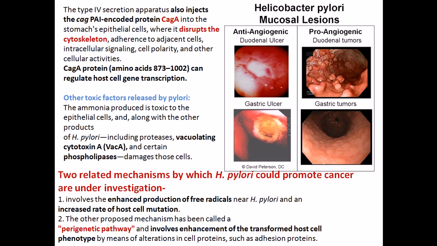Now the type 4 secretion system also injects the CAG pathogenesis island protein CAG-A into the stomach's epithelial cell, which disrupts the cytoskeleton of this stomach epithelial cell. So everything is important. Remember, I've talked about the cytoskeleton remodeling molecules, apoptosis inhibitory molecules. It may cause cancer if it is triggering that. So many things can occur in this process. Now this CAG-A protein can also regulate the host cell gene transcription. So it's a kind of controller of this process.